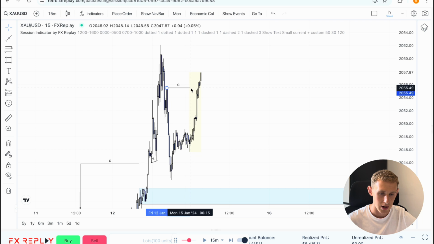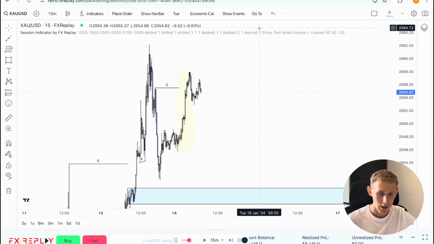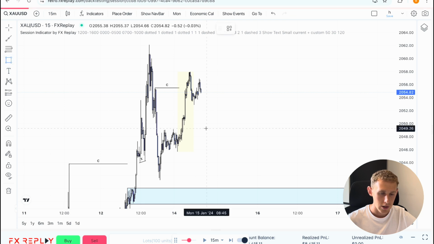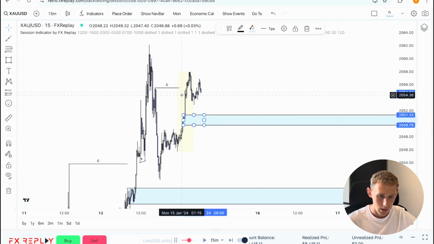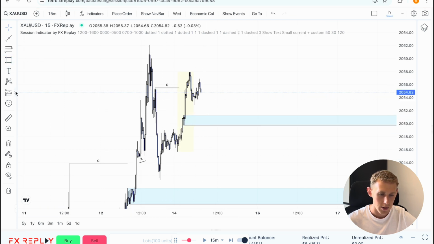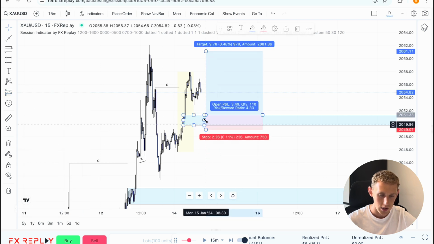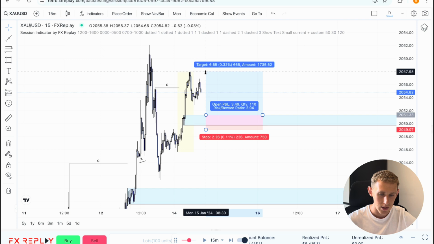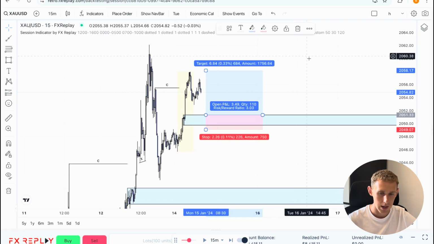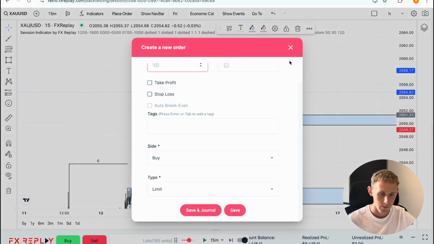Yeah, there we go. So that's our change of character, right? I'm going to fast forward Asian session. This looks good actually. So we've had obviously our change of character, sweep of liquidity, overall bullish price action. We've got an area of demand just here. So if we enter this and just go for a 1 to 3, let's see if price can retrace for us into this area.